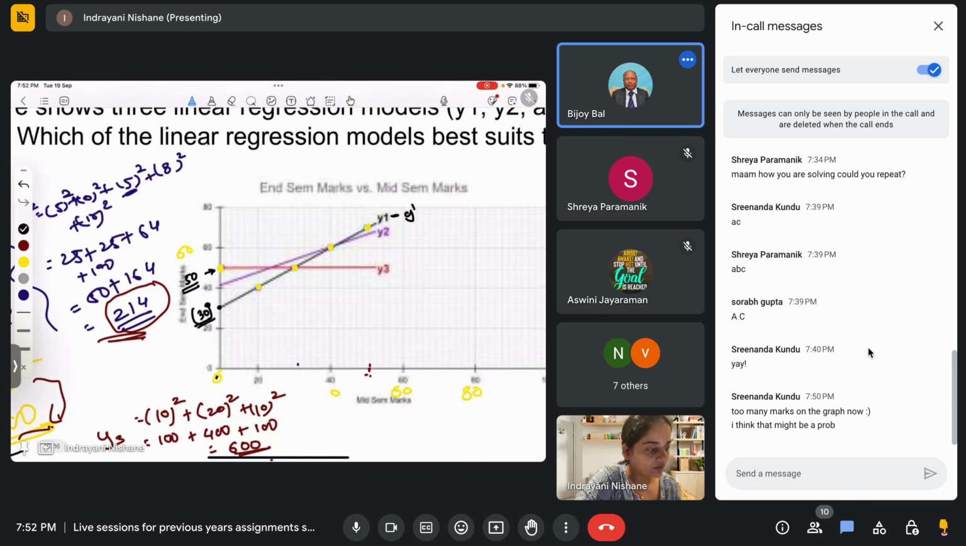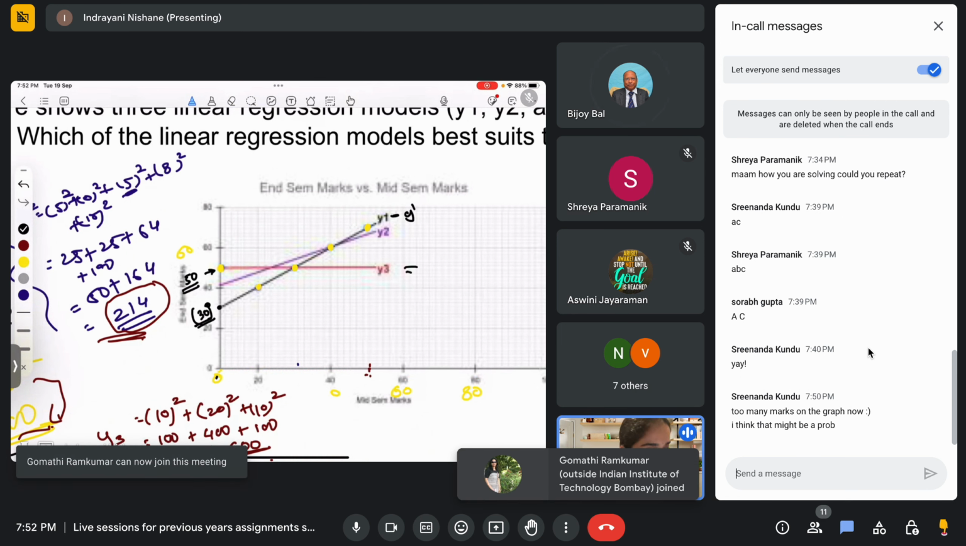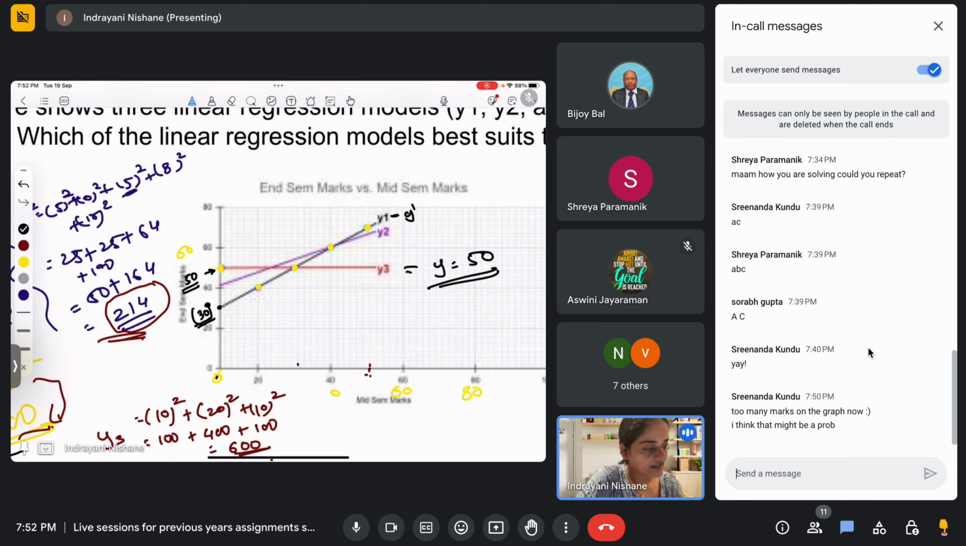Now let us go for y3, because y3 says that for all values of x, the y value is 50, right? So what we have to see is, for all these values, there will be different points with different differences. Let's start with this 50 point. What will be the difference between actual and predicted for y equal to 50? 0. It is lying on the model.